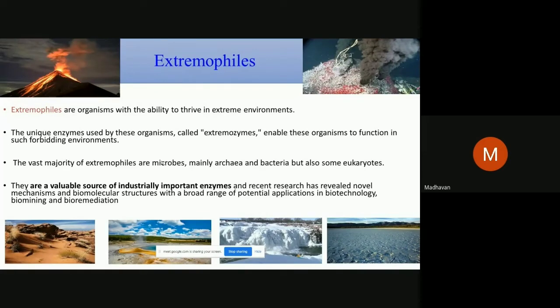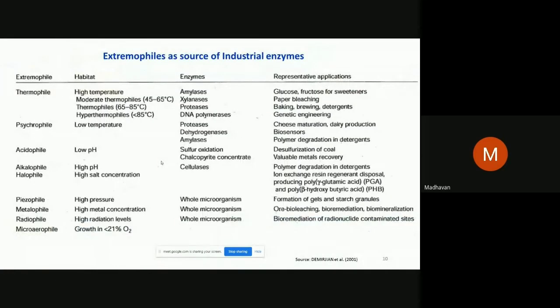But there will be chemical reactions which we need to do at higher temperature, and for that also we have a solution from microbial sources. If you look into the extremophiles, here I have listed them. What are extremophiles? They are thermophiles, psychrophiles, that means low temperature, acidophiles, low pH, alkalophiles, high pH, and then you have piezophiles, high pressure, metallophiles, high metal concentration, and radiophiles, which can tolerate radiation to a certain extent.